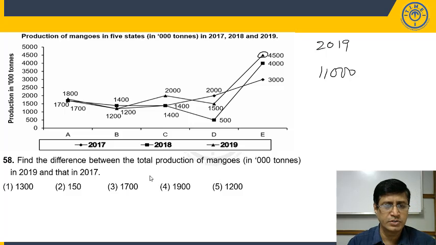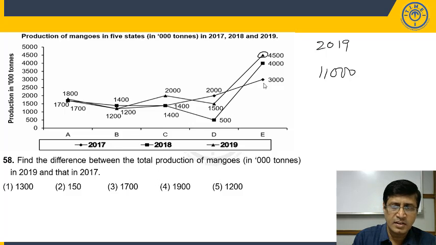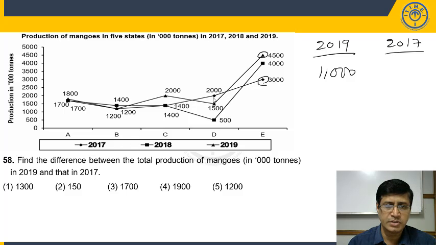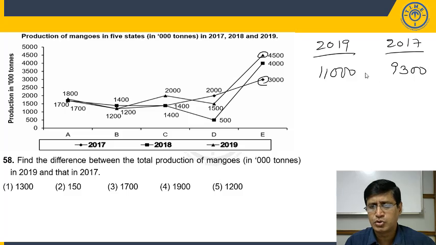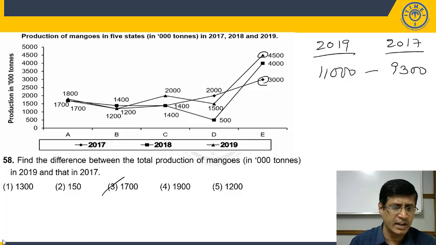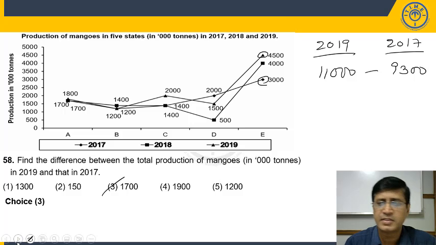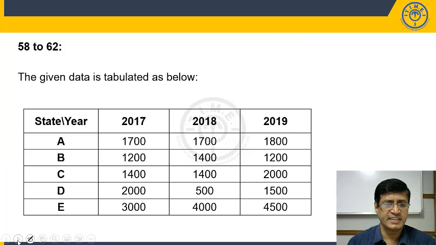And what about the 2017 value? So 2017 means this line we need to observe. So what are the values here? 3000 plus 2000 plus 1400 plus 1200 plus 1700. So 1700, 1200, 1400, 2000 and 3000. Sum of all these values is equal to 9300. So how much is the difference of these two values? The difference of these two values is equal to 1700. Right choice, option number 3. Third choice is the right answer. Okay. Now look at the next example on your screen.